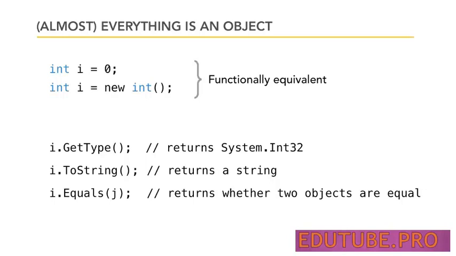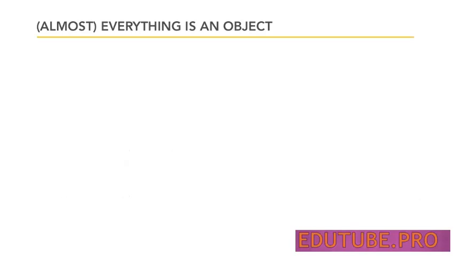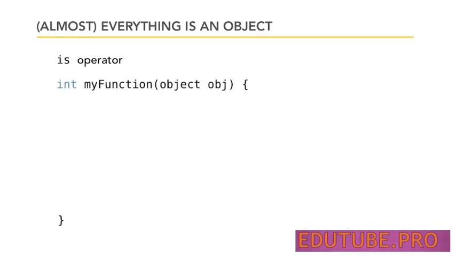Let's take a look at an example. Let's return to our old friend, the is operator. Now, I briefly talked about the is operator earlier on in the course, but now let's take a look at how you might use it. Suppose I had a function that took an object as an argument. And again, remember here that that word object is really an alias. It's a shorthand way of saying System.Object.